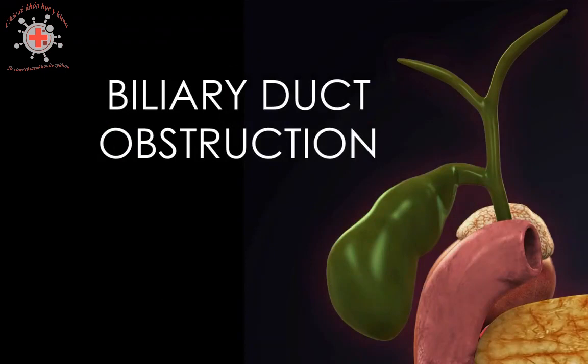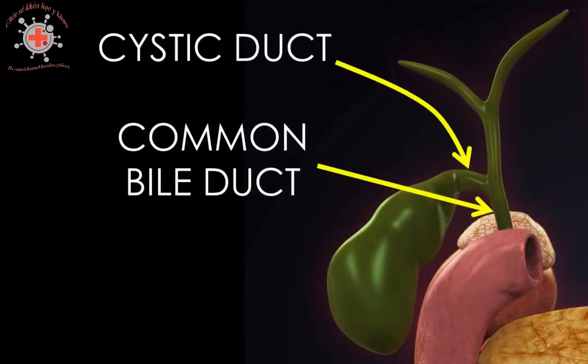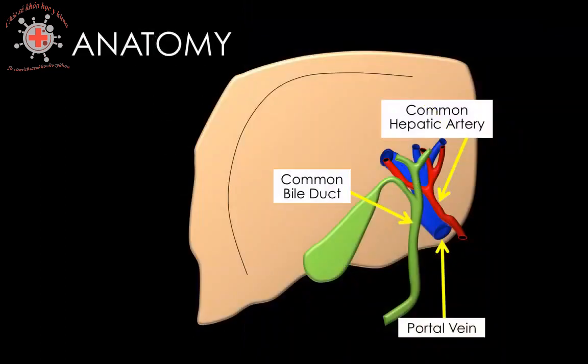Next, we will discuss the ultrasonic findings associated with biliary duct obstruction. The gallbladder drains into the cystic duct to join the hepatic duct to form the common bile duct. The common bile duct is one of the components of the portal triad. The other two structures are the portal vein and the common hepatic artery. To complete an exam of the biliary system by ultrasound, the examiner must obtain a view of the portal triad to look for obstruction of the common bile duct.